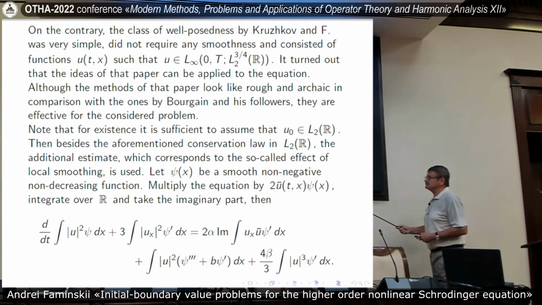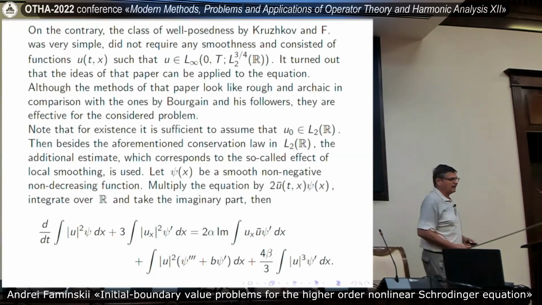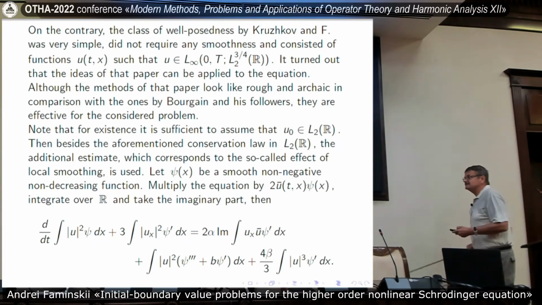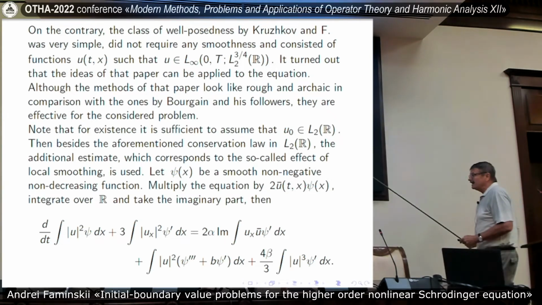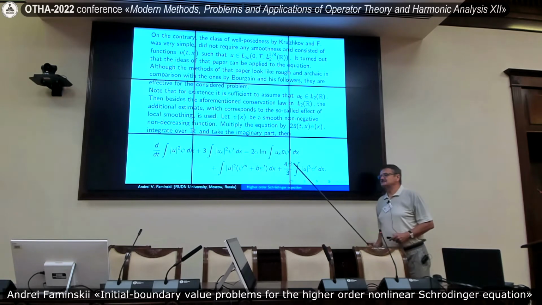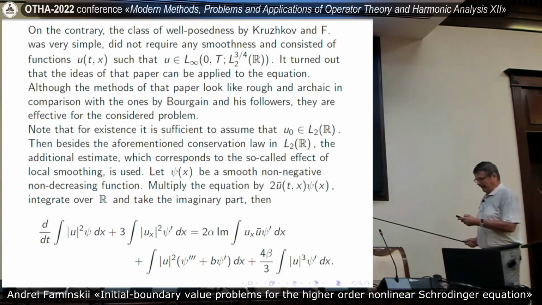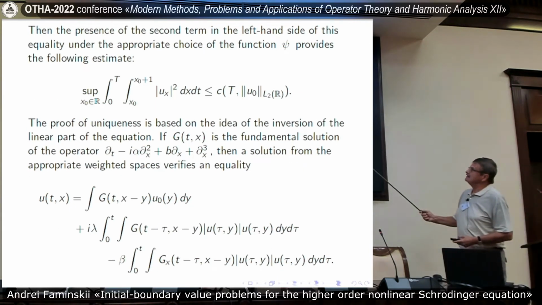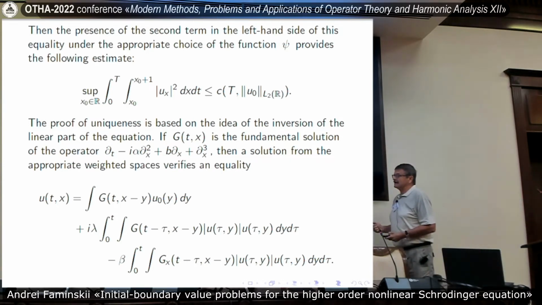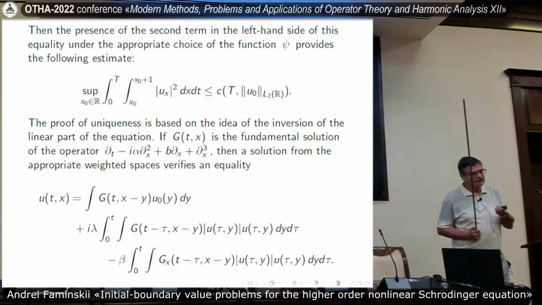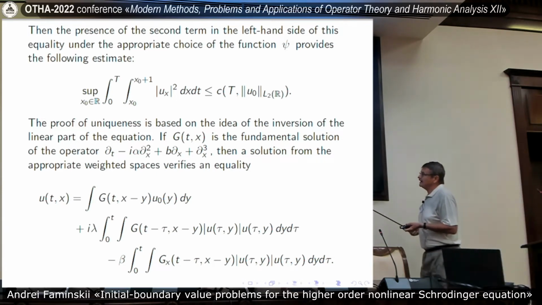And I want to attract your attention to the second term. If psi prime is non-negative and is positive on, for example, a compact interval, then we have an additional term which has a good sign. And in particular, the following estimate, which is called the local smoothing effect, can be obtained. And in fact, the result on existence is valid only if u0 is from L2.